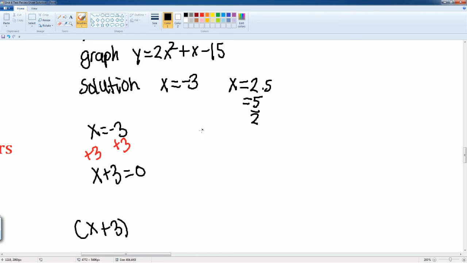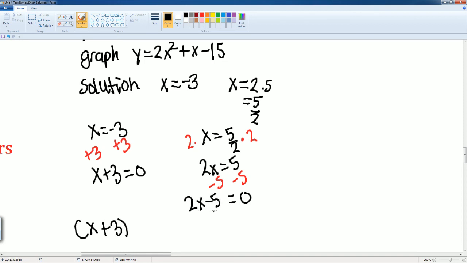Second, we have x equals 5 over 2. So like before, we're going to multiply 2 to both sides. That gets us 2x equals 5. Then we're going to subtract 5 from both sides because, again, you're trying to work backwards to make the right-hand side 0. You get just 2x minus 5. So 2x minus 5 would be your other factor.